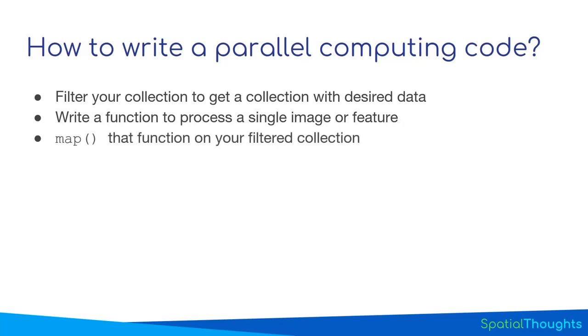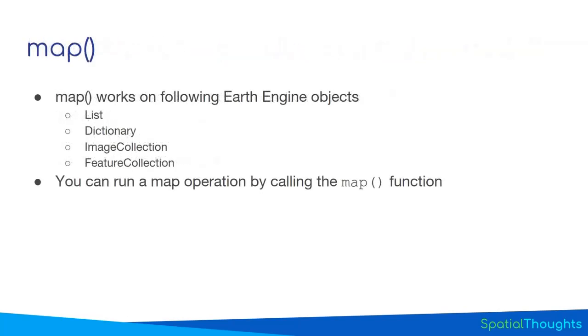Then you can apply that function to the filtered collection using the map function. With the map function, it will distribute the calculation to different processing cores and will apply the calculation for each image or feature in your collection. And finally, you use a reduce function in order to present the results as an image composite, a table, or a graph. Let's have a look at these functions in more detail.